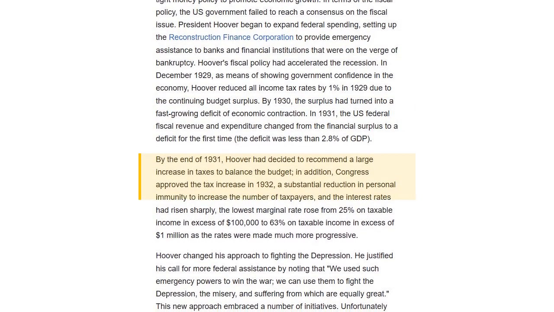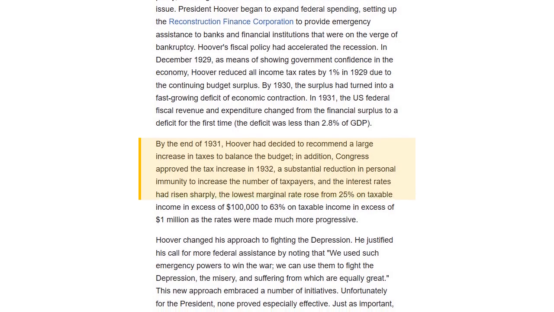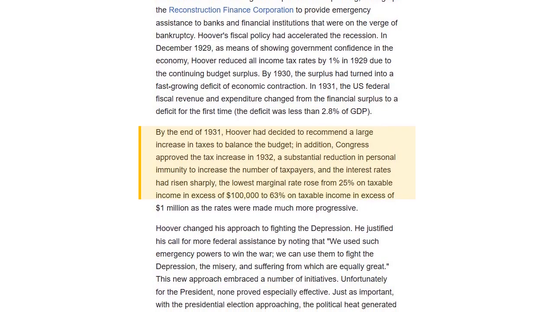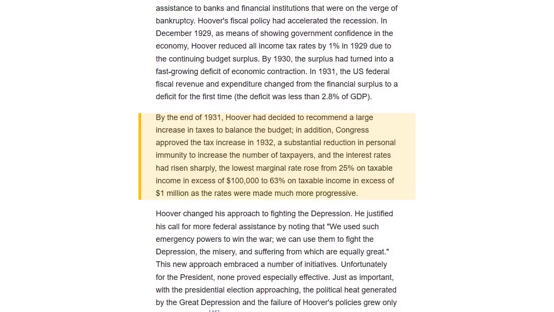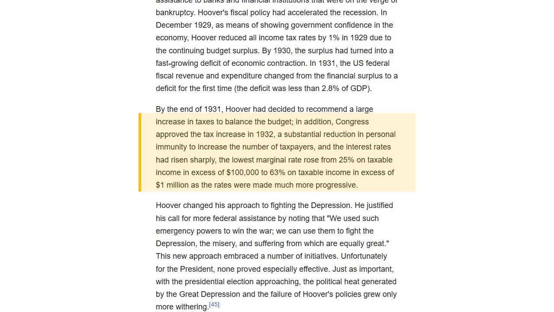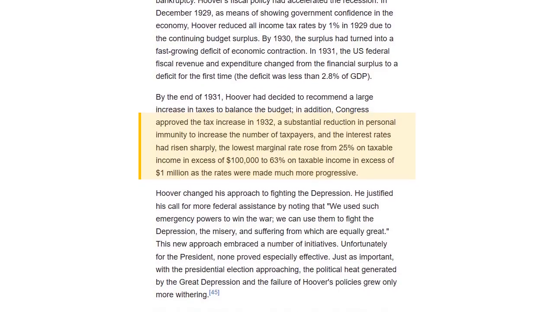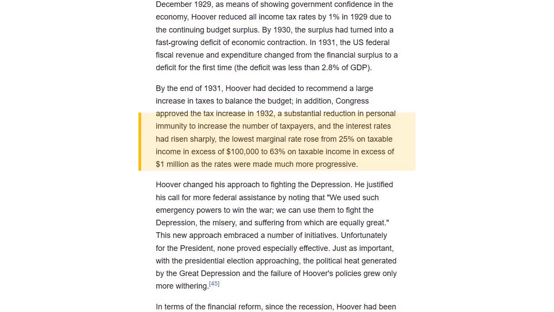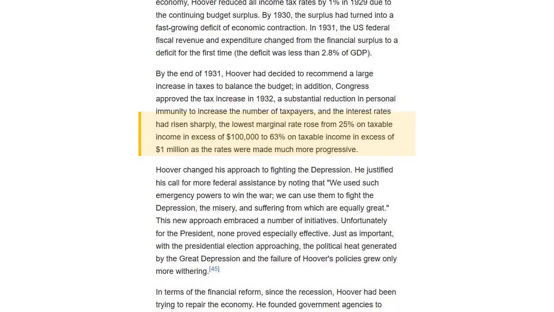By the end of 1931, Hoover had decided to recommend a large increase in taxes to balance the budget. In addition, Congress approved the tax increase in 1932, a substantial reduction in personal exemptions to increase the number of taxpayers, and the interest rates had risen sharply. The lowest marginal rate rose from 25% on taxable income in excess of $100,000 to 63% on taxable income in excess of $1 million, as the rates were made much more progressive.